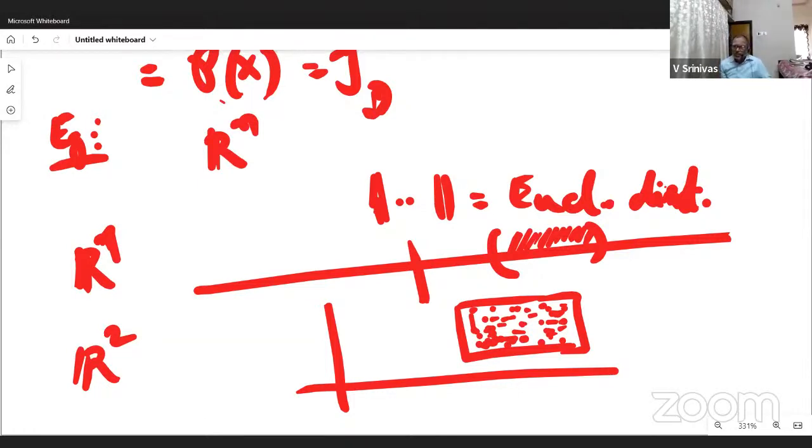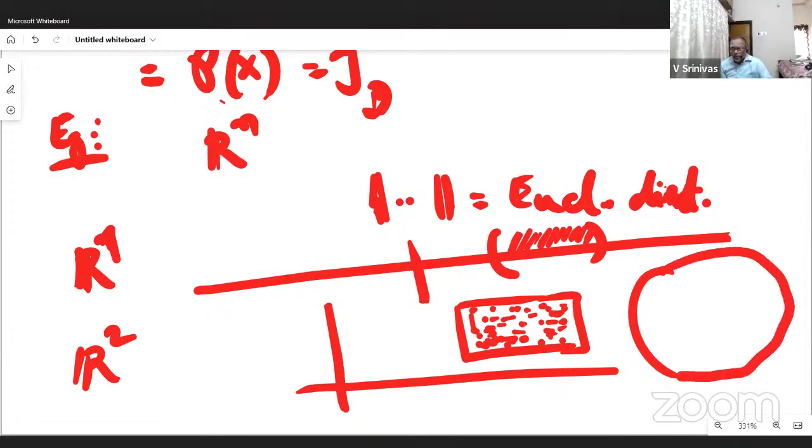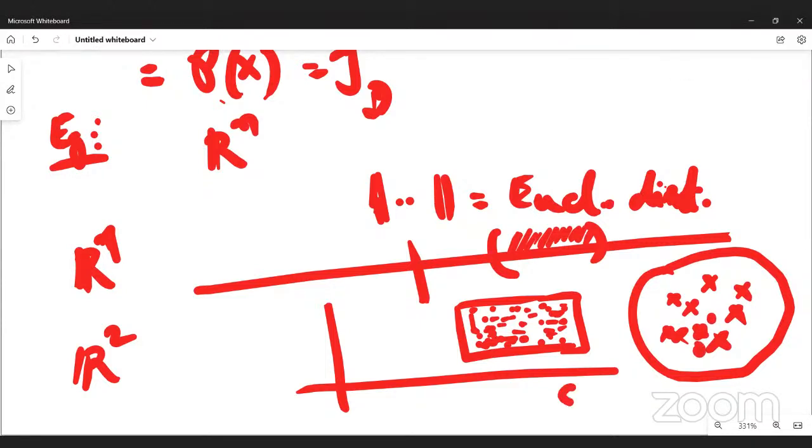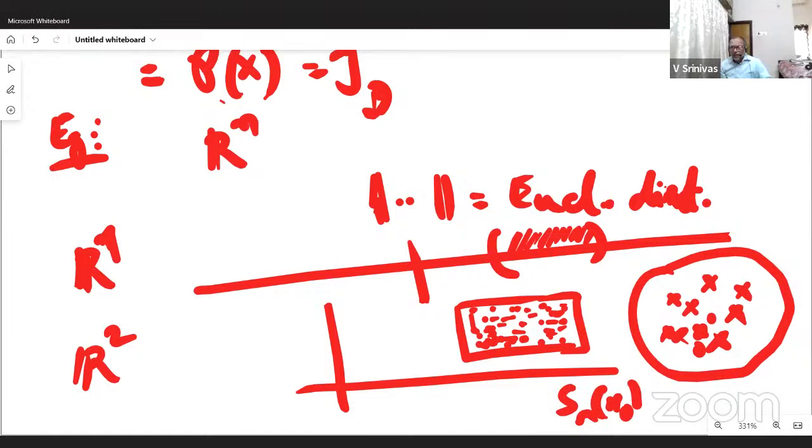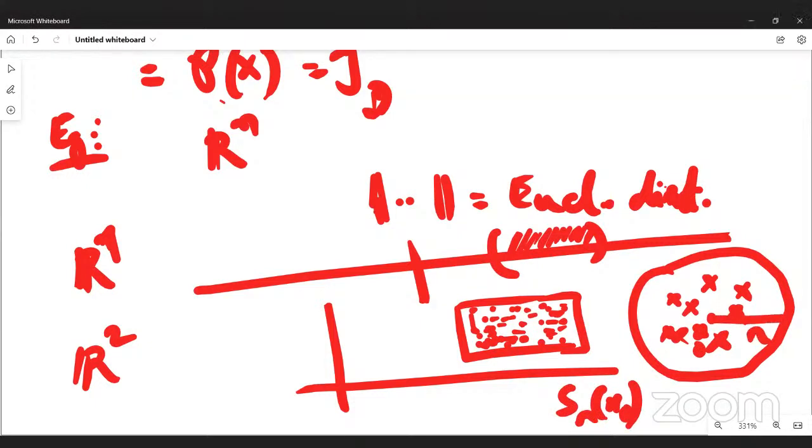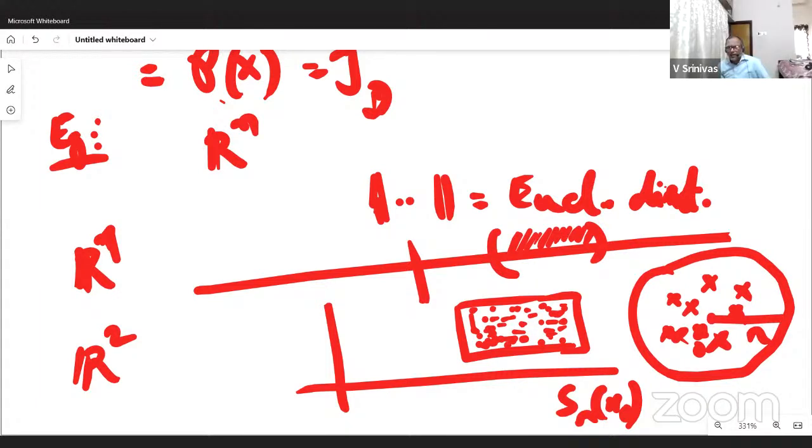An open disk: you take the points inside a circle, and these form an open set. This is called an open disk, S_r of x naught, centered at x naught of radius r. It can be shown to be an open set.